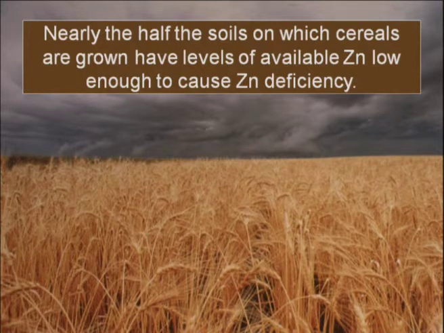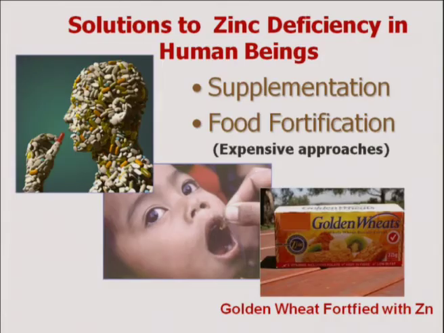So cereals inherently are low in zinc. When you grow these cereals on a potentially zinc deficient soil, you reduce zinc concentration in cereals even further. So what is the solution to zinc deficiency in the human population? There are really very effective solution approaches to the problem.